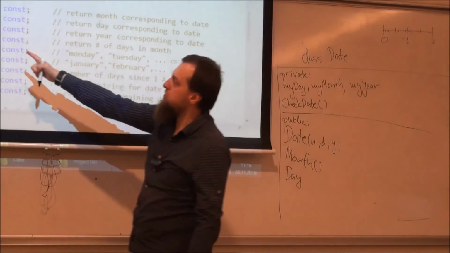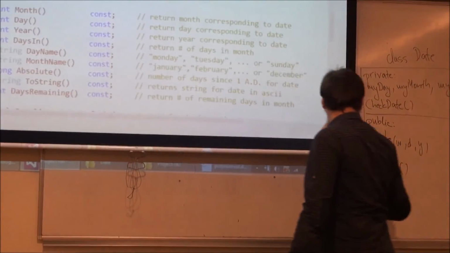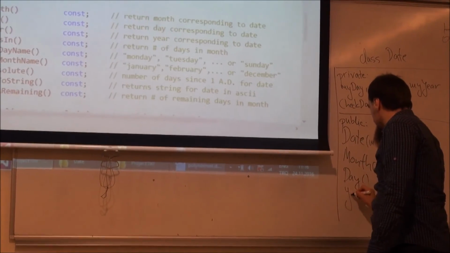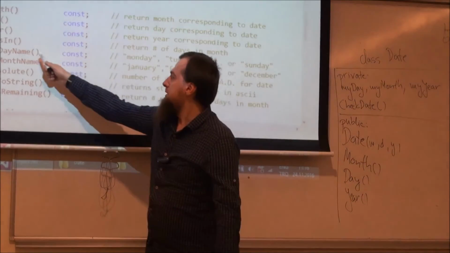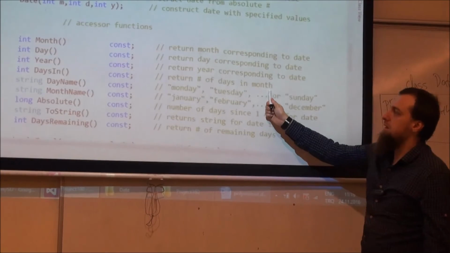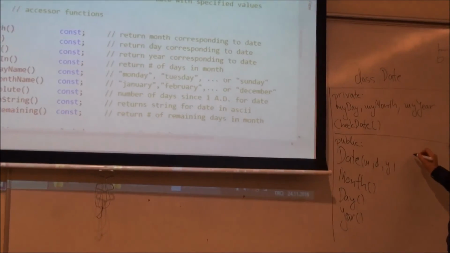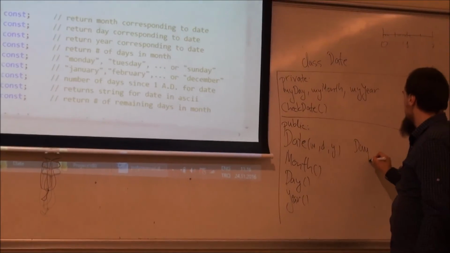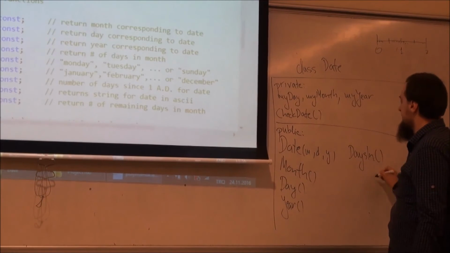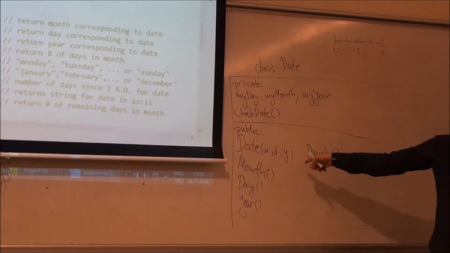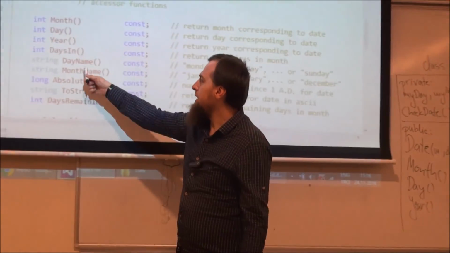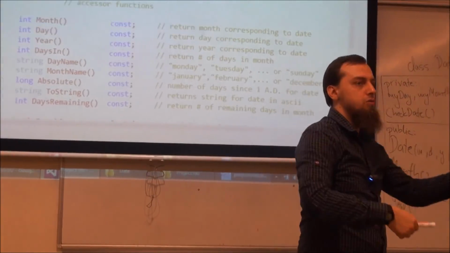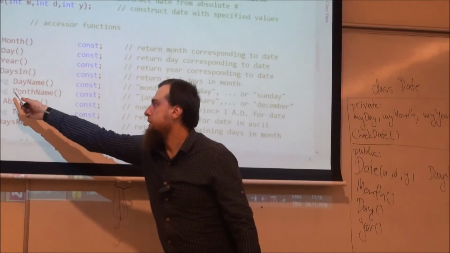So, the other function is day. It returns the day. We have the year. It returns the current year. DaysIn returns the number of days in that particular month. Remember, all of those are member functions of the class Date. We are going to use them. DayName returns Monday, Tuesday, Thursday. It's a string.